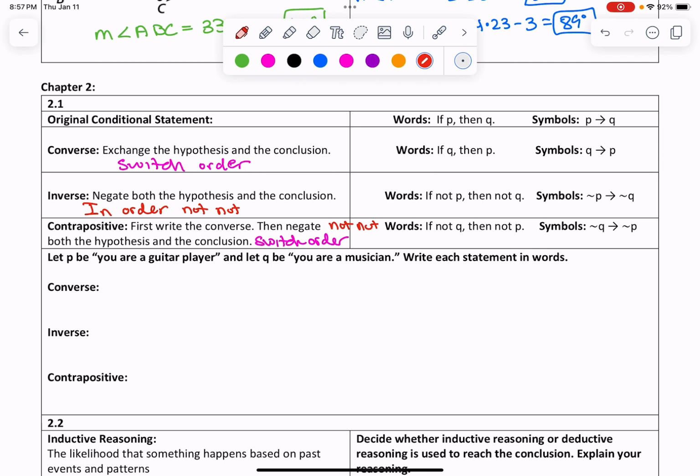So let's go ahead and practice with a conditional statement. If you are a guitar player, then you are a musician would be our original statement. So the converse is going to switch the order, and so we would say, if you are a musician, then you are a guitar player.